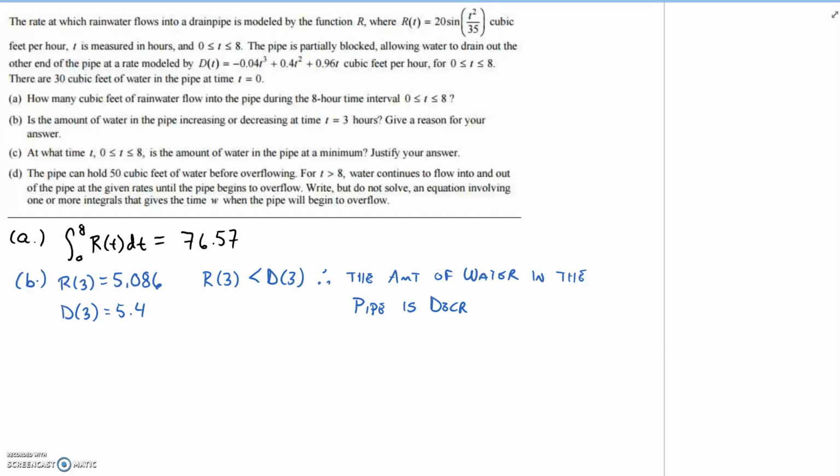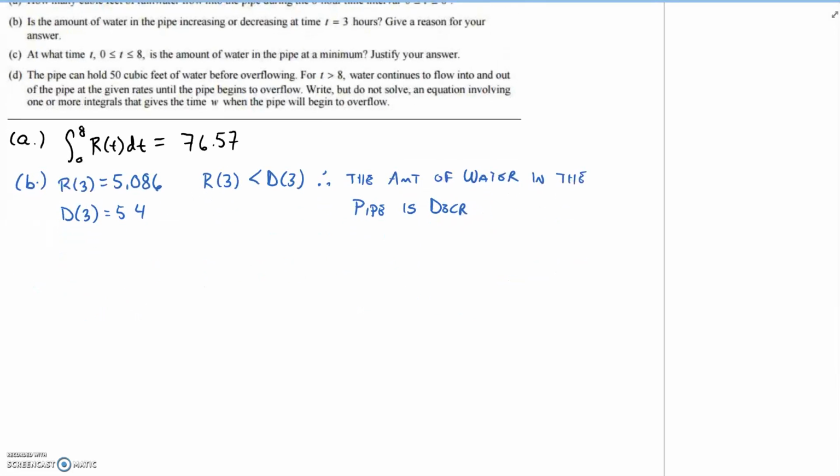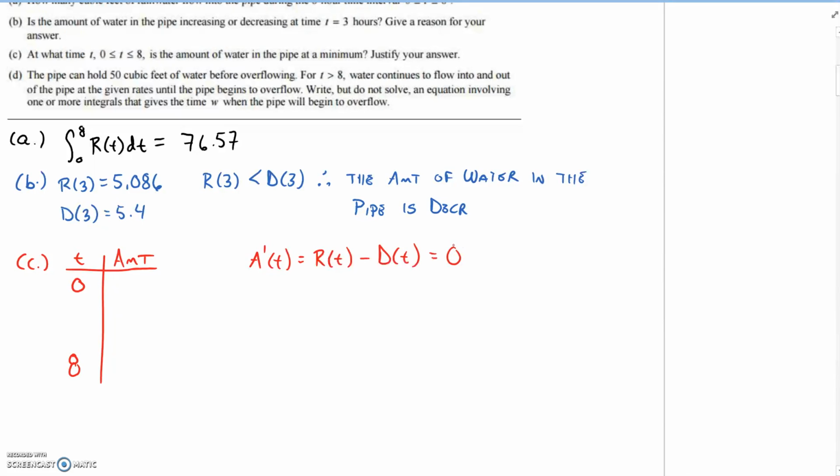Part C says, at what time t, where t is between 0 and 8, is the amount of water in the pipe a minimum? This is a closed interval, so we're going to do the candidates test. Here are our endpoints. We're going to need our critical points. A prime of t, the rate at which the total amount of water is changing, is the rate in minus the rate out. To find the critical points, we're going to set that equal to 0. So essentially what we're trying to find out is when R of t is equal to D of t.